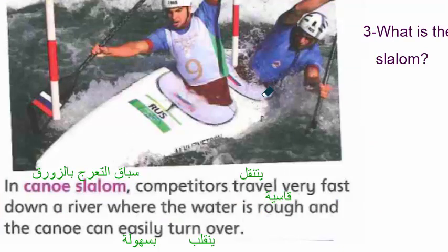Let's start talking about these extreme sports. Number 1. In canoe slalom, اللي هو سباق التعرج بالزوارق, competitors travel very fast down a river where the water is rough and the canoe can easily turn over. If I ask you a question about this paragraph, what is the water like in canoe slalom? Yes, the water is rough.